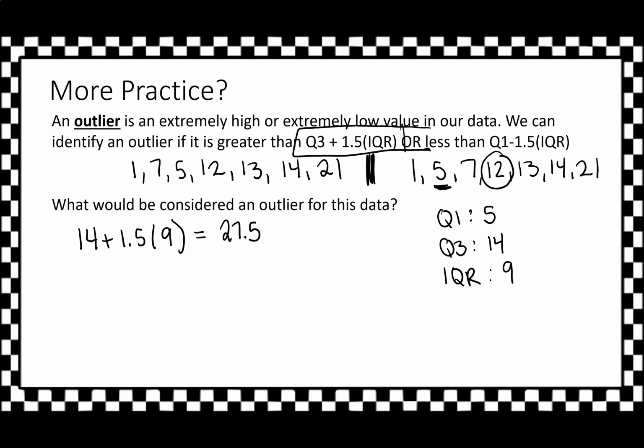All right, next thing I'm going to do is my Q1 minus 1.5 times IQR. So my Q1 is a 5 this time, minus 1.5 times my IQR of 9. Calculator time.